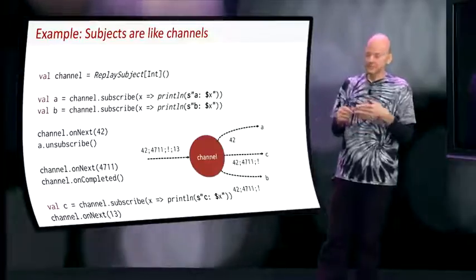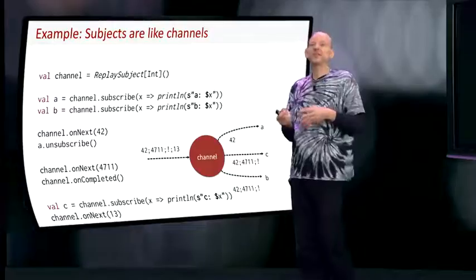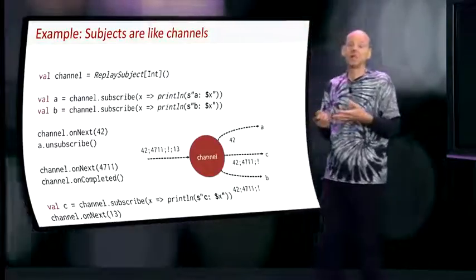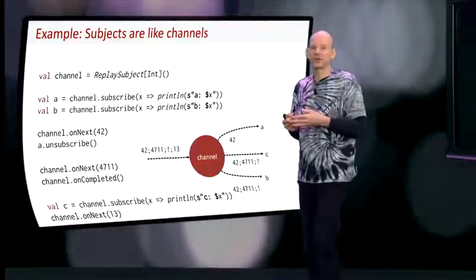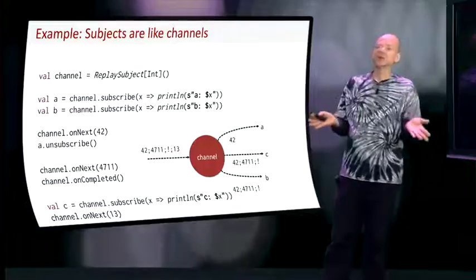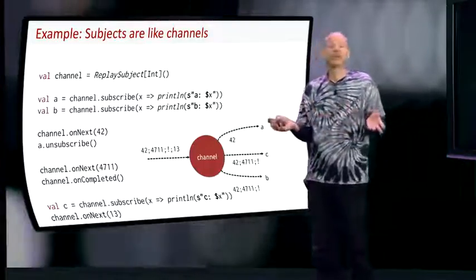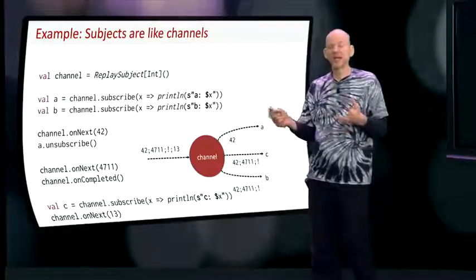Now, of course, that's a little bit dangerous because it means that a replay subject has unbounded memory. And there are several overloads of replay subjects where you can say, only remember the last 1,000 values, or only remember the last 5 minutes of values, and so forth.